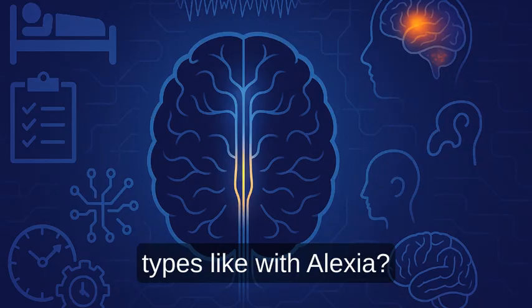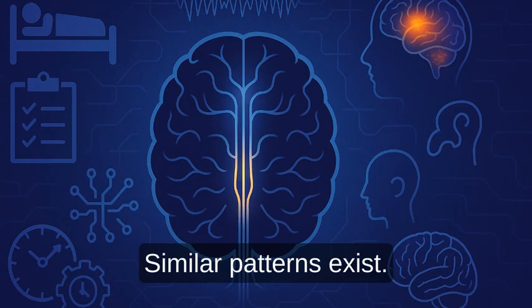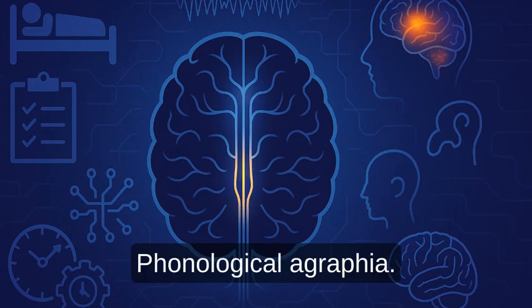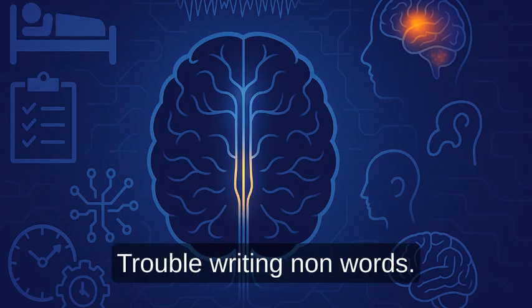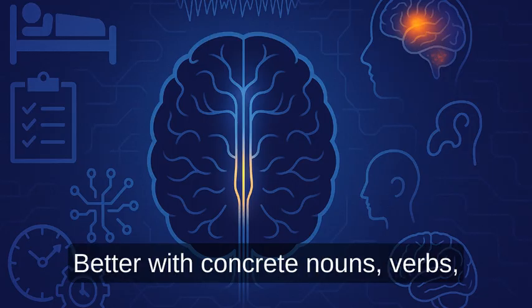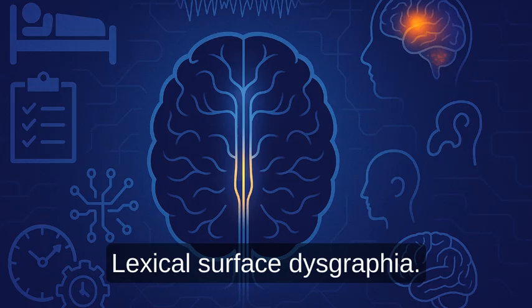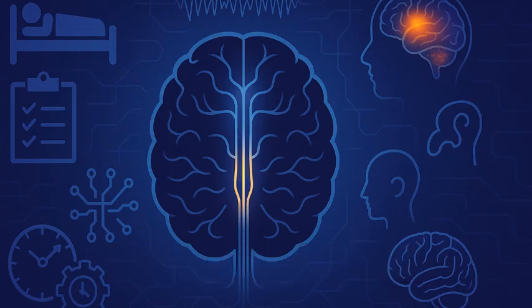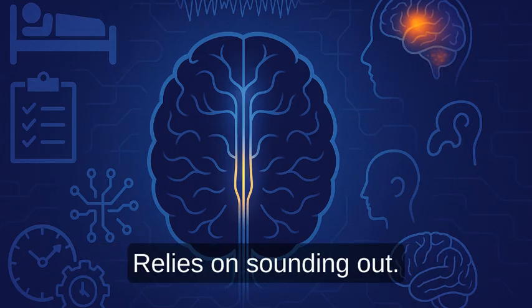Are there different types, like with alexia? Yes, similar patterns exist. Phonological agraphia: trouble writing non-words. Deep dysgraphia: better with concrete nouns, verbs, lexical. Surface dysgraphia: trouble writing irregular words, relies on sounding out.